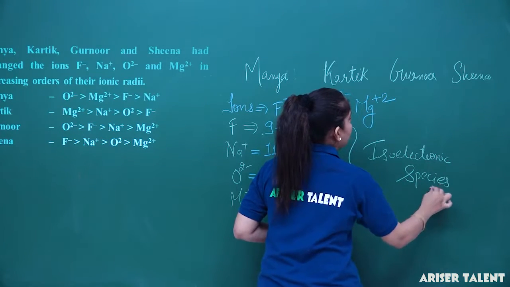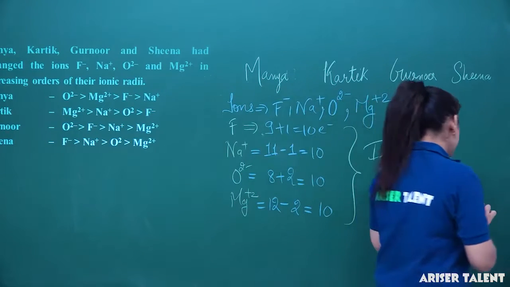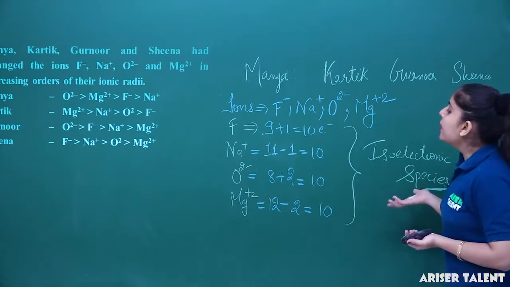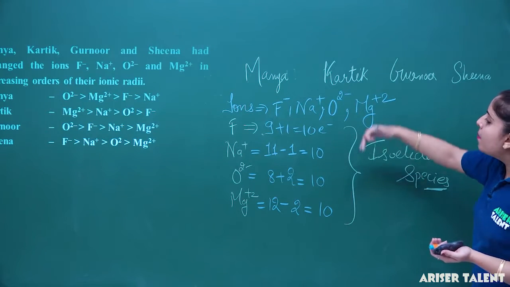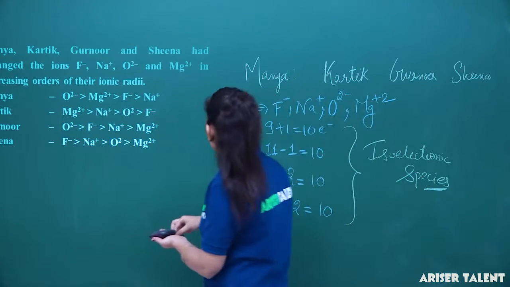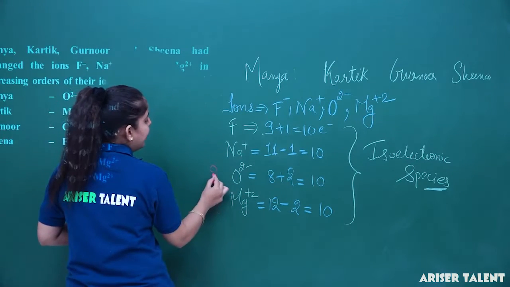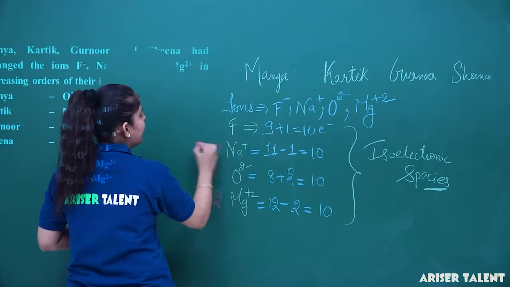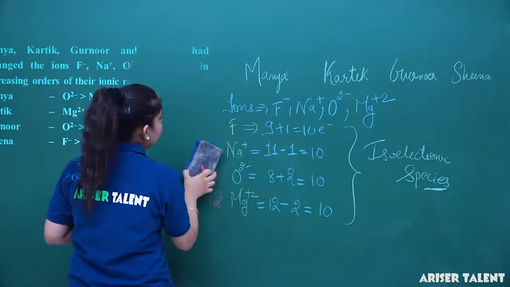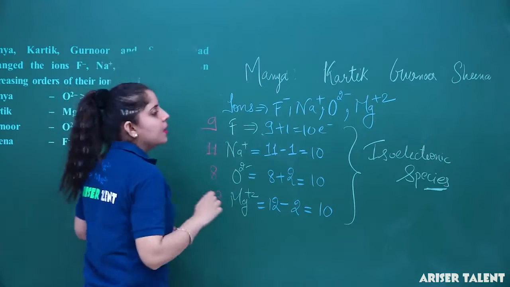But you have to arrange these species in terms of ionic radii. Now, if I am comparing the atomic numbers of all these elements, the atomic number for magnesium is 12. For oxygen it is 8. For sodium it is 11. And for fluorine it is 9.